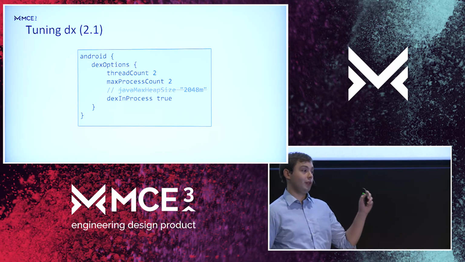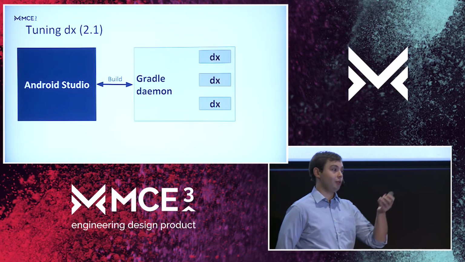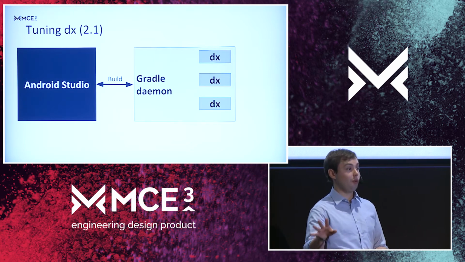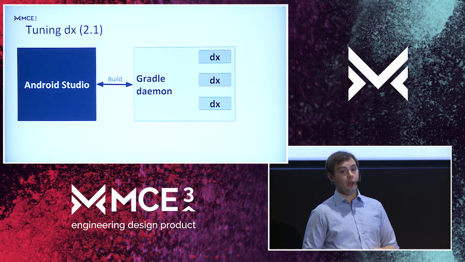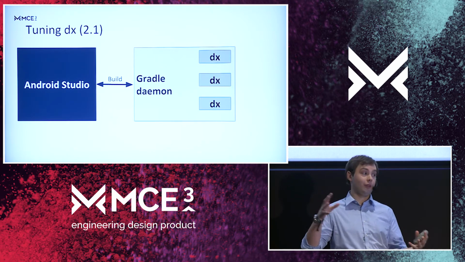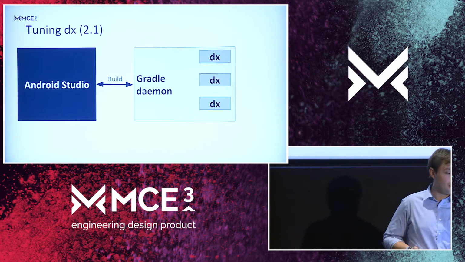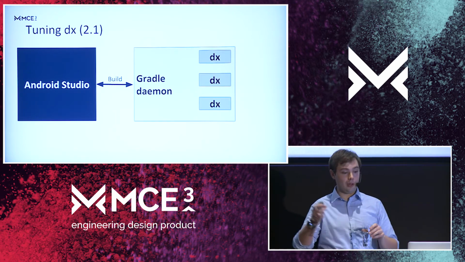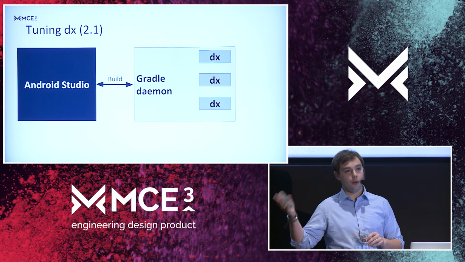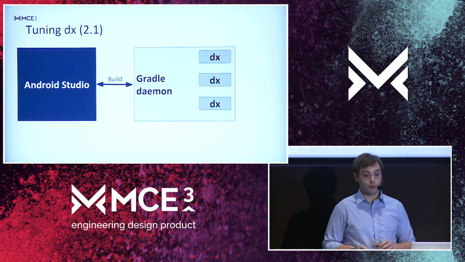But one thing to remember is that the Java heap size of the DX processes no longer applies, because now the diagram looks like this. The DX code runs within the Gradle daemon JVM, which probably means you should increase the maximum heap size of the daemon itself. And as I mentioned before, because the daemon is a long-running process, all those DX instances take advantage of the JIT compiler, knowing more and more about how they work, and they can also share some caches, so that's good.